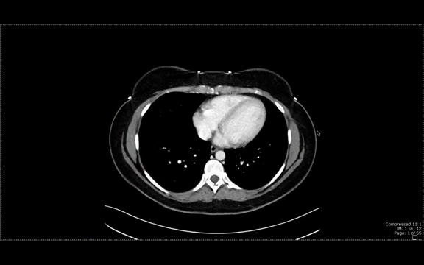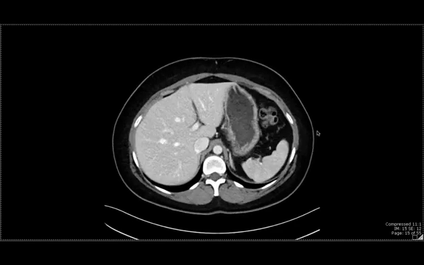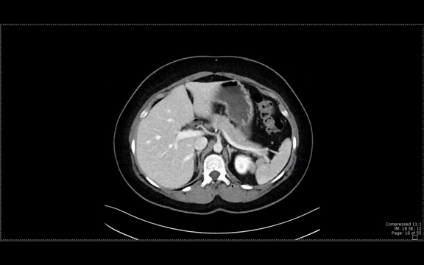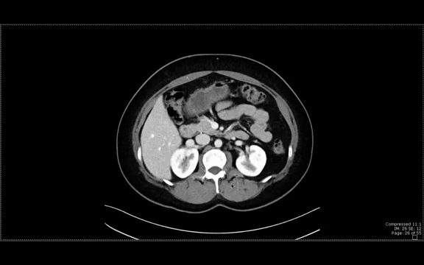As we scroll through these images, we're going to be scrolling caudally, that is, towards the feet of the patient. As we do this, the first organ I'd like to showcase to you is the spleen. We can see the spleen over here in the left upper quadrant. On this image, we can also see a portion of the left adrenal gland, the aorta, the inferior vena cava, as well as a portion of the liver. Over here is the stomach. So I'll continue to scroll downwards to get you a full extent of what the spleen looks like. And now I'm going to scroll upwards again.